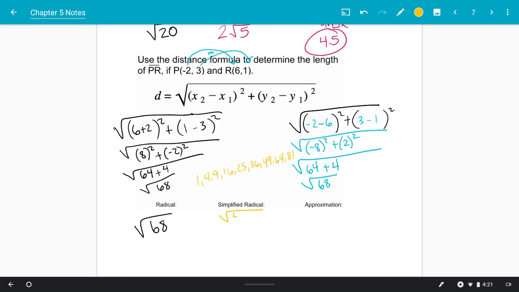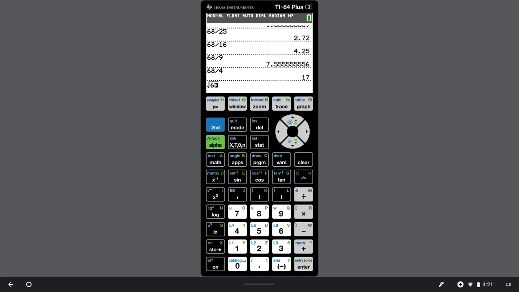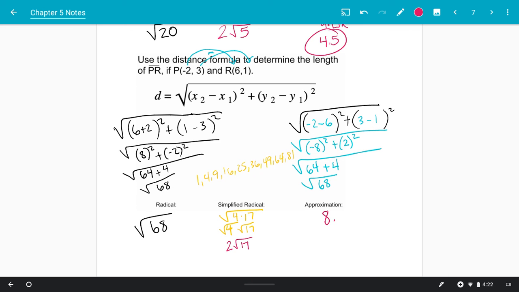So we'll do that, and then we'll split it. What is the square root of 4? It's 2. Square root 17. So that's your simplified radical. And then the approximation is what is it as a decimal. So you could do square root of 68, or you could do 2 square root 17. Either way, you get this decimal. So if you want this one, you need to look at that guy. This is going to stay 8.2. That's your approximation.